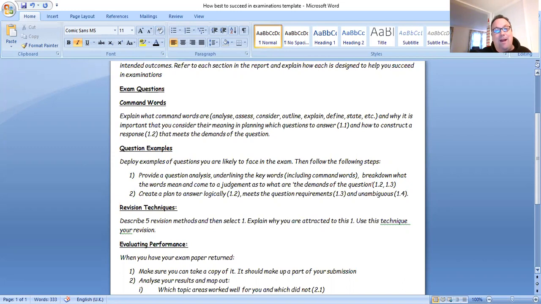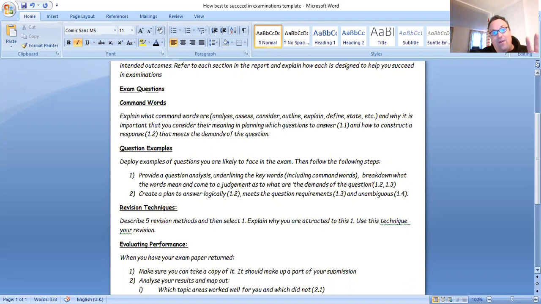Then create a plan to answer the question logically, meeting its requirements as defined in the previous step, and how you plan to be unambiguous in your answer. Clear planning should help that. Okay, so you've got the idea of looking at questions and the need to do that.